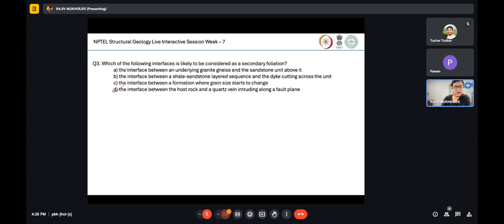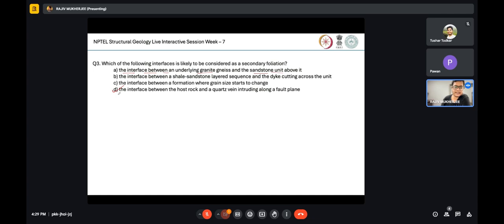Now, can you say what kind of interface is option A? This is an unconformity. Unconformity. Exactly. So option A is an unconformity where we have an igneous unit which has been overlain by a sandstone, that is, a sedimentary unit, denoting the existence of an unconformity.